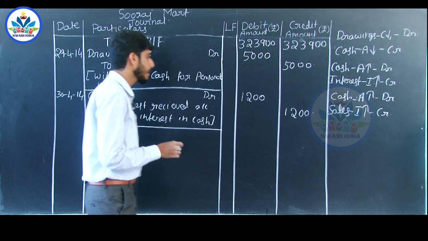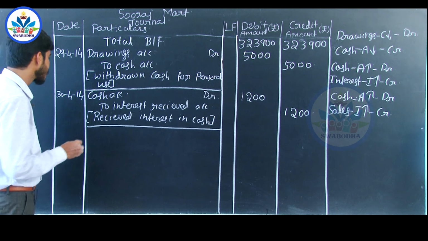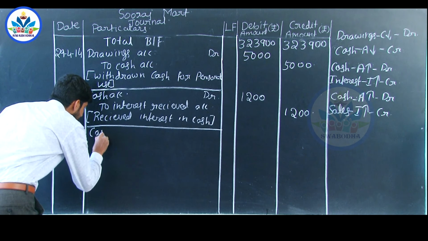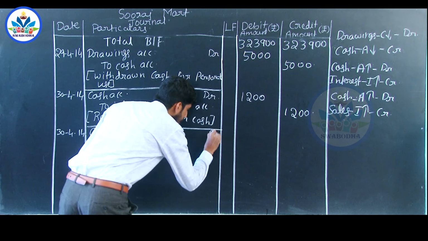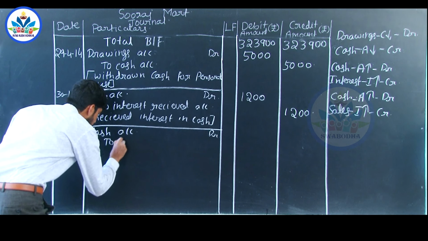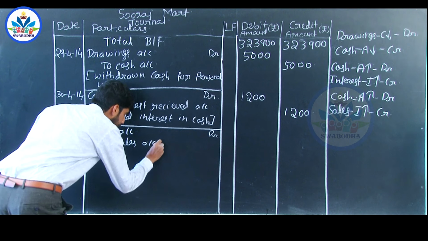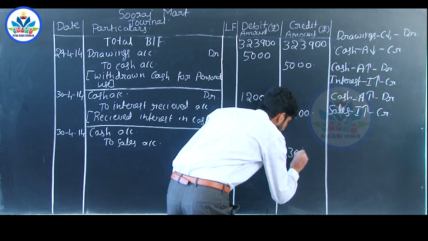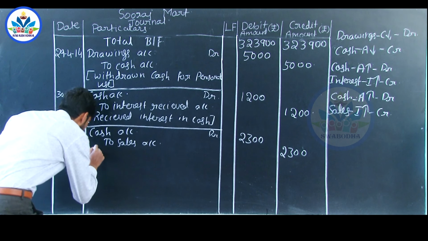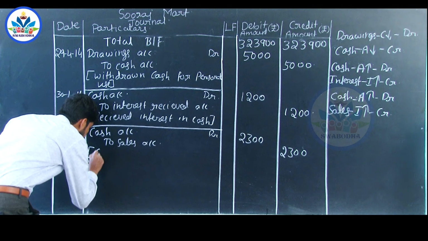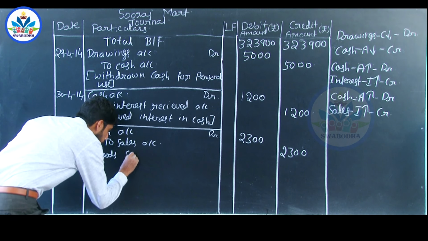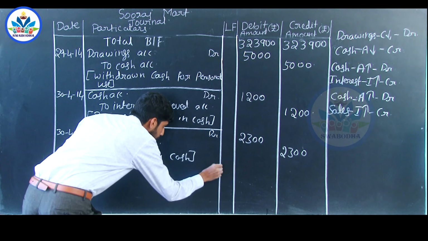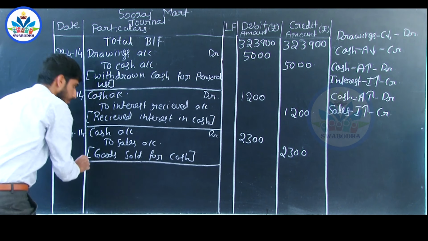So, the journal entry will be cash account debited to sales account. On 30/4/2014, cash account debited to sales account, amount is 2300. Narration: goods sold for cash.